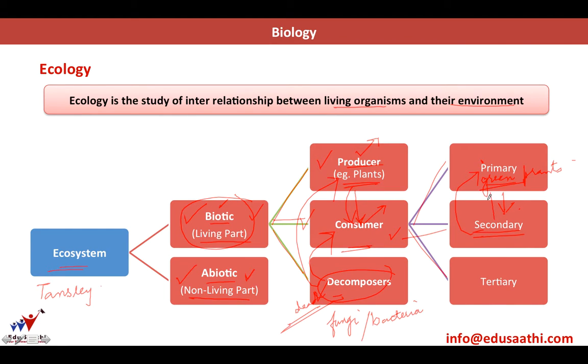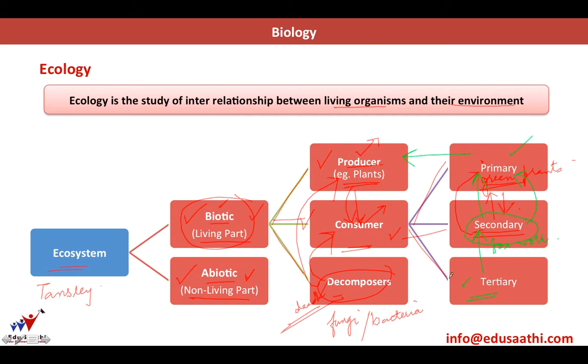So, let me just change the color of the pen. If I talk about it, primary consumers depend upon plants. Secondary consumers depend upon primary consumers. Tertiary consumers depend upon secondary consumers. So if I just take the example, the organisms that live on green plants are primary. The organisms that depend upon primary animals are secondary. So examples are fox, wolf, peacock, and the cat.